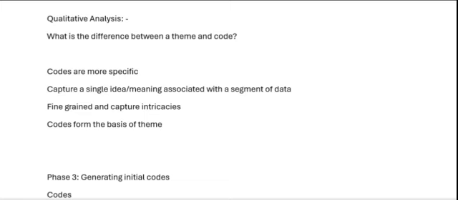PSY 5046 Qualitative Research Methods. Workshop 1. Today: understanding the assessment, understanding Moodle resources, and choosing your research question. How will you be assessed?